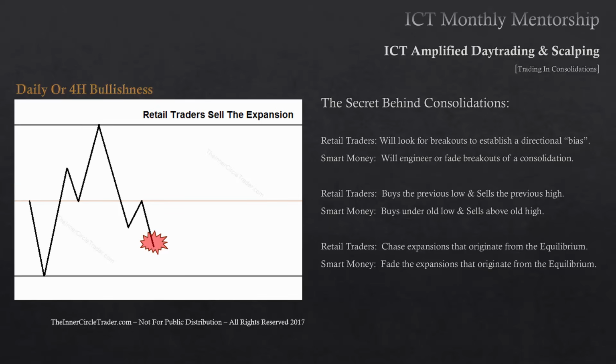We anticipate this very thing, and by them doing that, we're going to fade that whole move. That move that breaks that short-term low, retail sees as an opportunity to sell short. Again, they're selling weakness. That's an opportunity for us to fade that and do the very opposite.